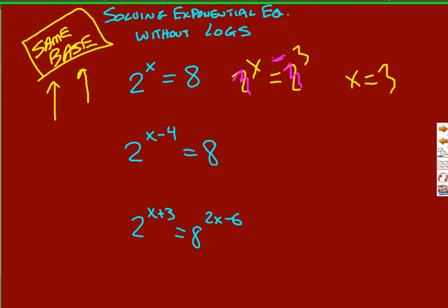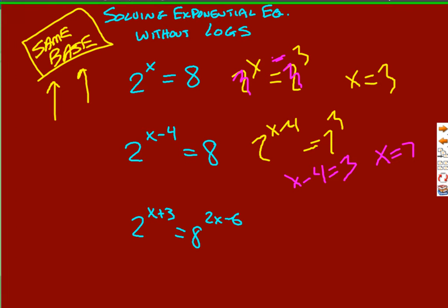So on this next one, same idea. We have 2 to the x minus 4 on the left. On the right, I'm going to call it 2 to the third. So that means I can now take my exponents as being the same and say x minus 4 has to equal 3. So my answer is x equals 7 when I solve that equation.